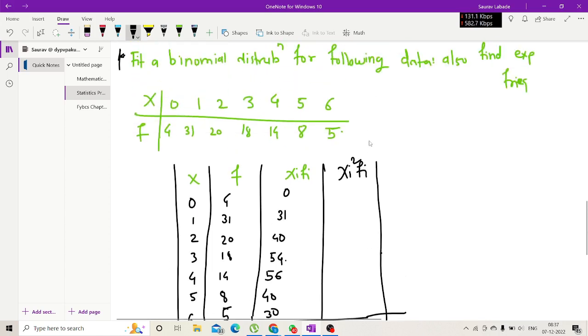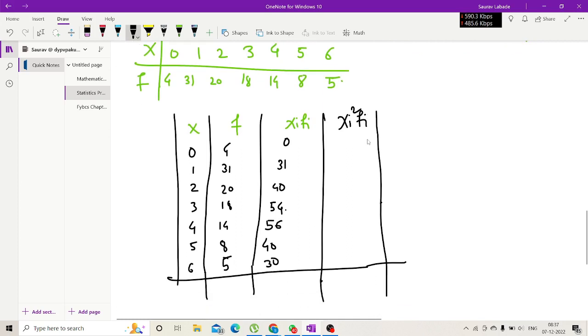Now after getting this column, you have to find the mean. What is the formula of mean? X bar is what? Summation of xi fi upon capital N. That you have to find.